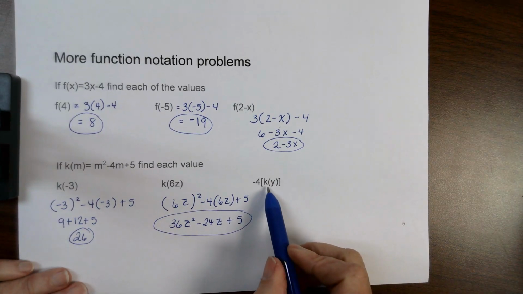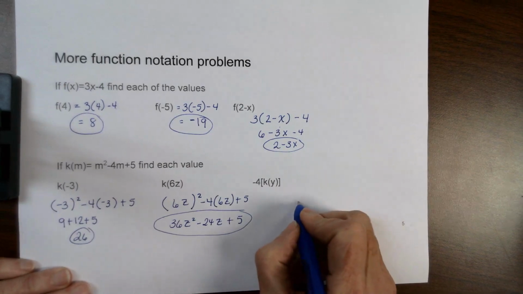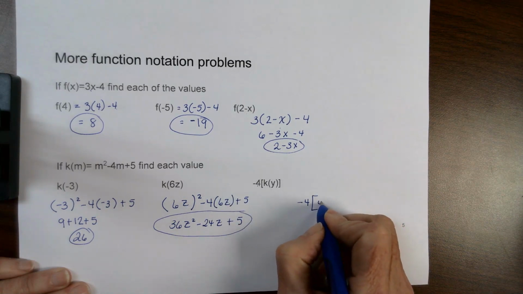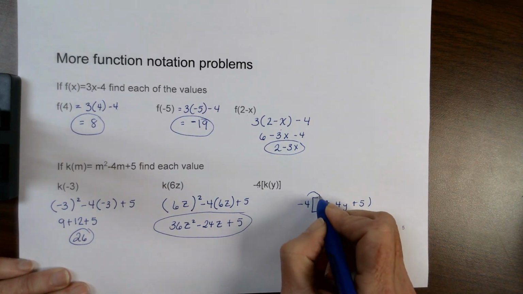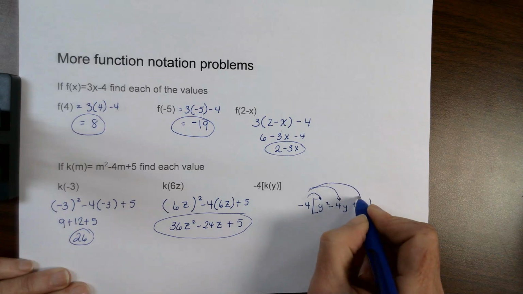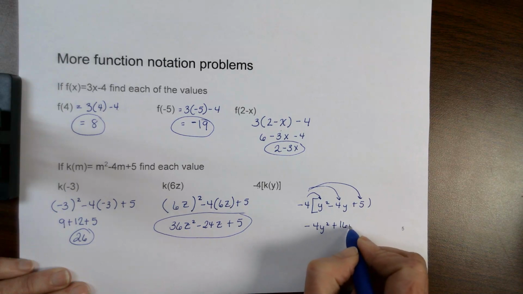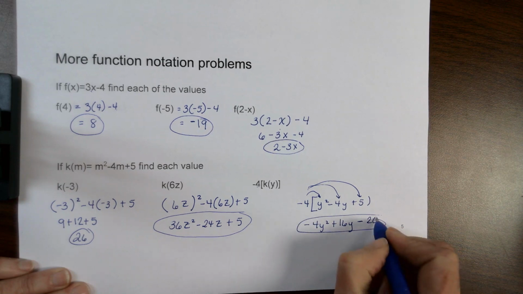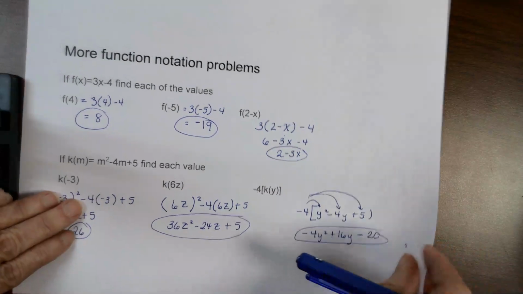Now, this one looks way more complicated, but it's not. I'm going to do the inside first, and it's going to tell me to substitute the y everywhere there's an m. So I have a negative 4 on the outside, which I get from right there, and this is going to give me y squared minus 4y plus 5. Then I just distribute by multiplying my negative 4. So that's going to give me negative 4y squared plus 16y minus 20. And that's going to be my equation for negative 4 times k of y.